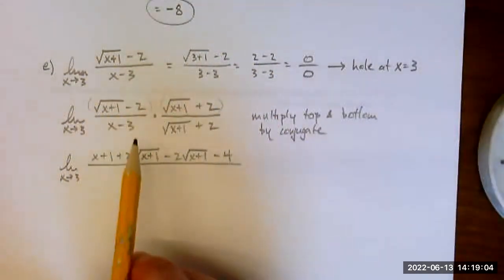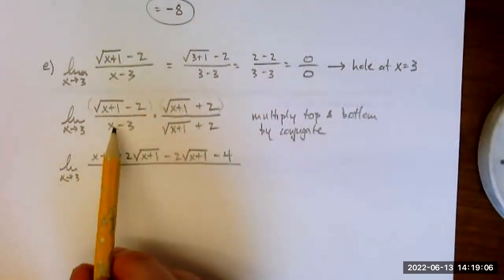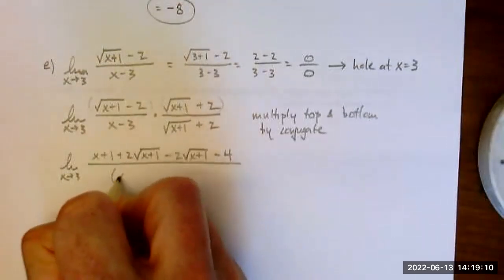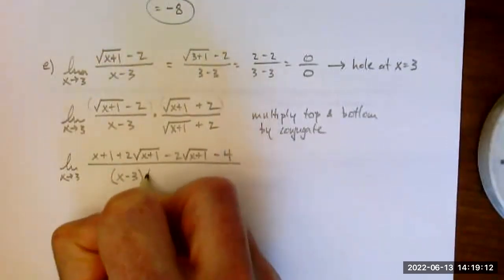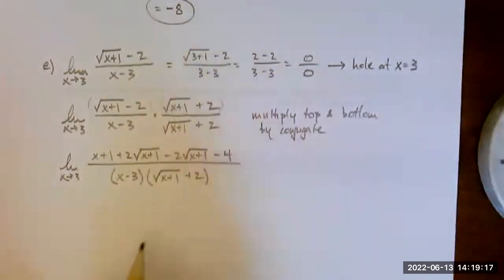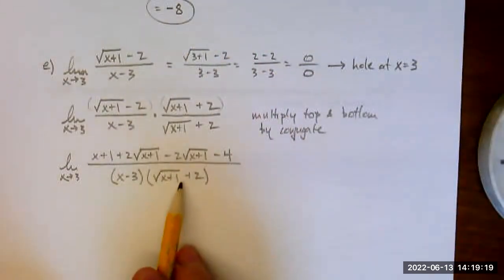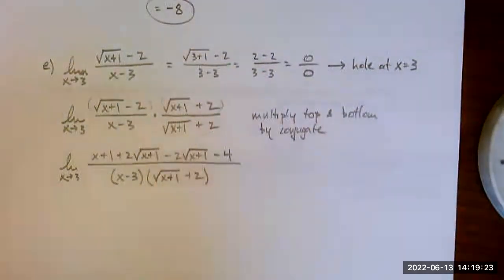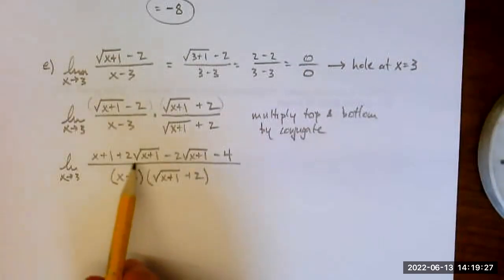The denominator, okay, we've got to multiply those. Now you might think, well, we should FOIL there too. Don't do that. Just leave it in the factored form. Throw some parentheses around the x minus 3, and the square root x plus 1 plus 2. You don't want to FOIL. Why? Because in a moment, we're going to cancel out that factor, which is the goal.